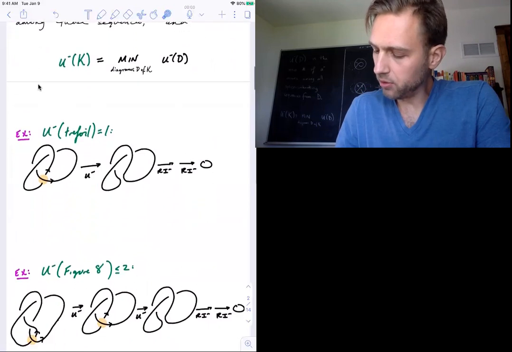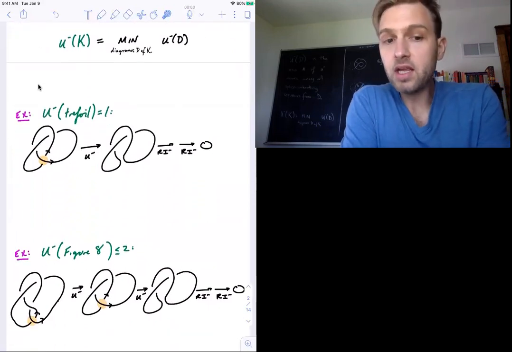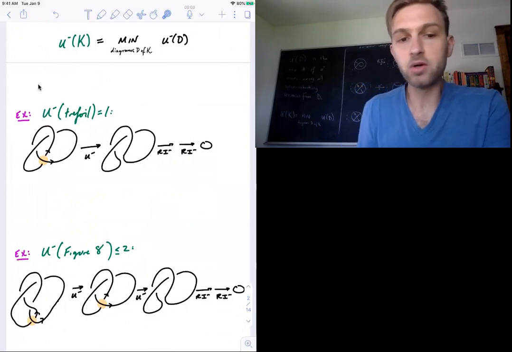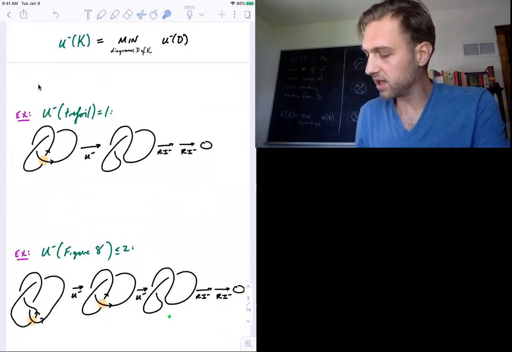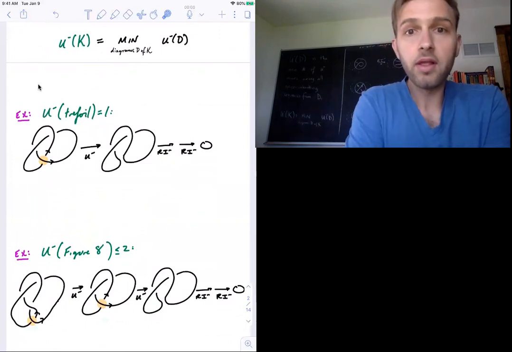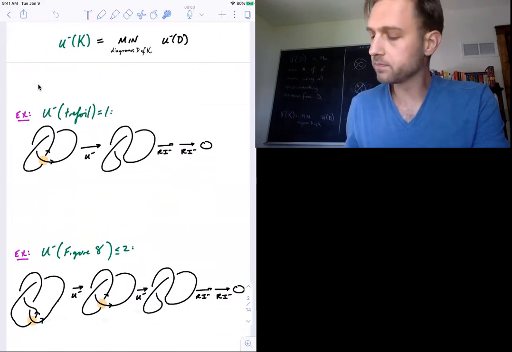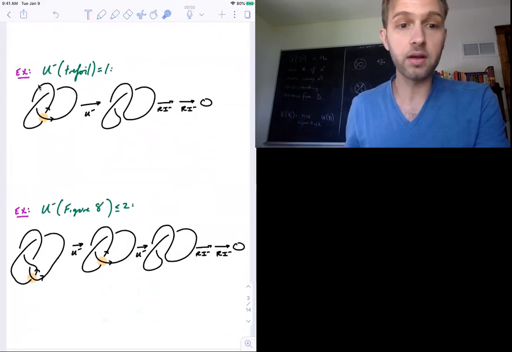Another quick example. This won't tell us what the splice-unknotting number of the figure 8 knot equals, but it will tell us that it's at most 2 because this is a splice-unknotting sequence for the figure 8 knot of length 2. Later, we'll come back to this example to get the reverse inequality. Okay, that's the invariant.